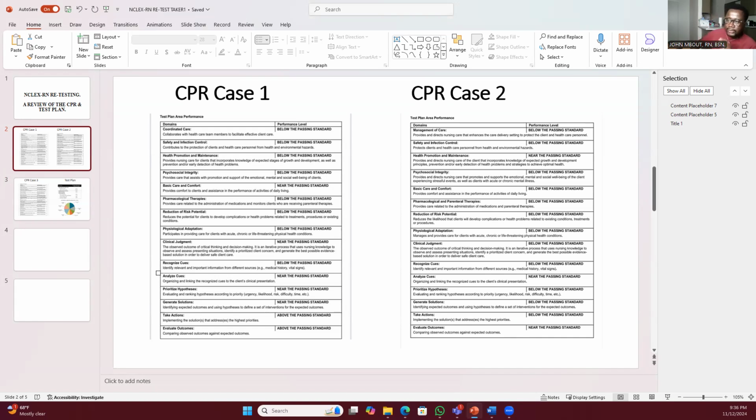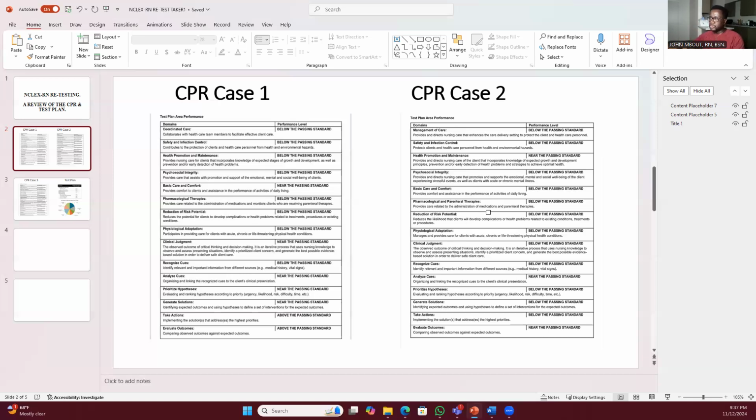Recognition, recognized cues, below passing standard. Analyze care, near passing standard. And it continues up to evaluation outcome above the passing standard. When you look at this, you know that you were nowhere near passing the Nclex. From this candidate performance report, the candidate has to sit down and look at areas of concentration.